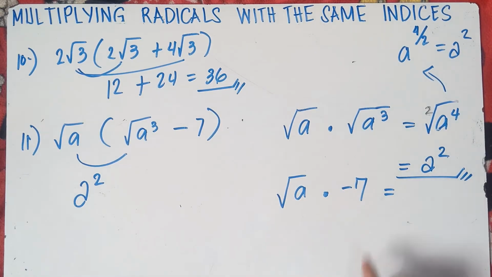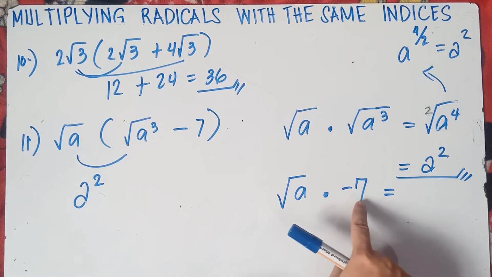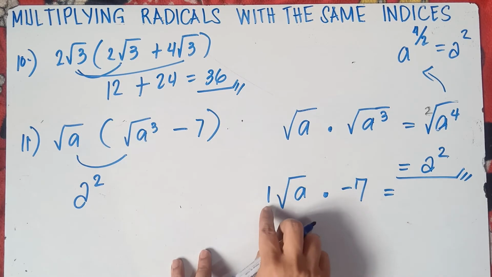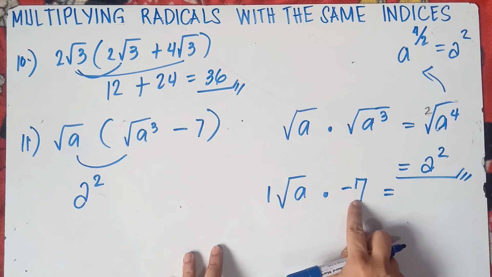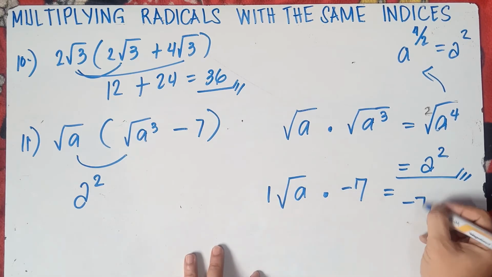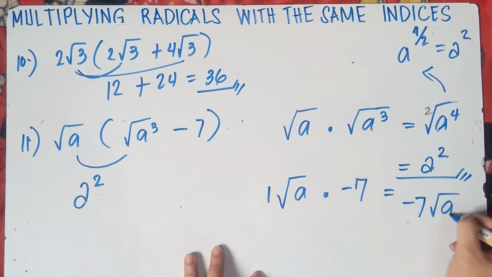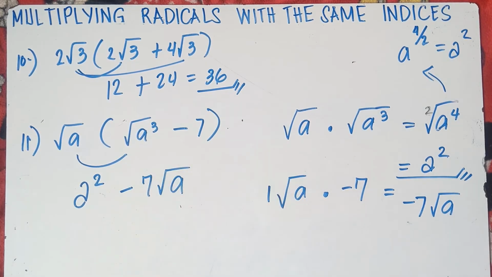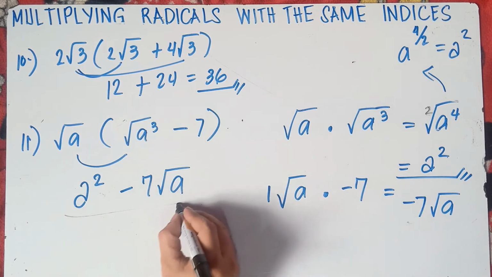So simply copy. Once again, class, do not multiply negative 7 inside the radical. It should be the number outside. Understood that there's 1 here. So negative 7 times 1, that's negative 7. Simply copy square root of a. Minus 7 square root of a. That's it, class. This is the answer for number 11.